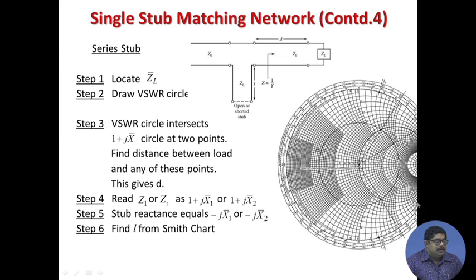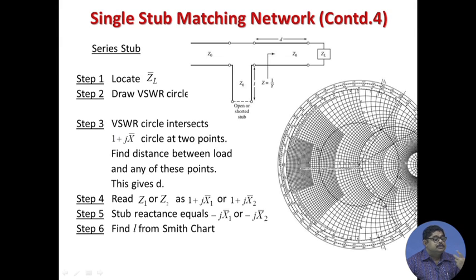If you come, then from the outer periphery you find out how much you have come, that will be your D. Now, you are either here or here, you take any solution. Suppose you have taken this solution here. Now, you find out what is your susceptance value, reactance value. That reactance value you can read from the scale. Obviously, here the reactance is negative. So, minus some value.